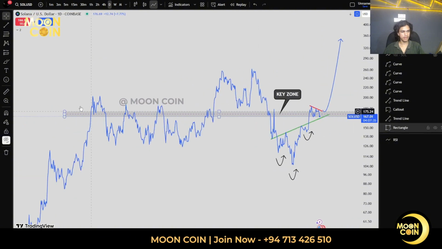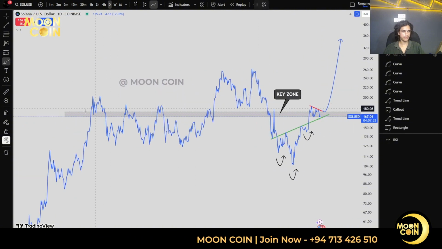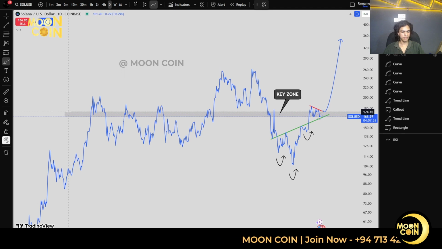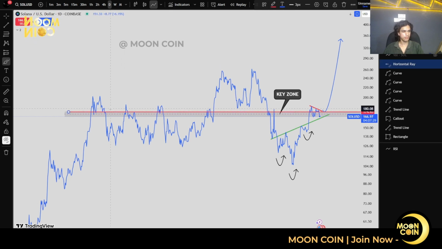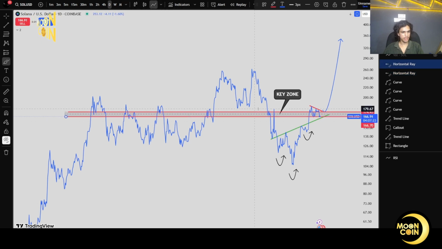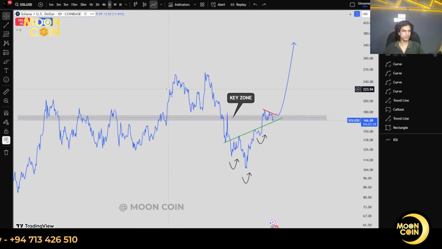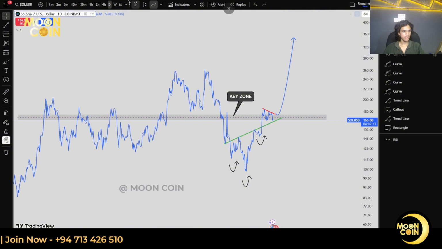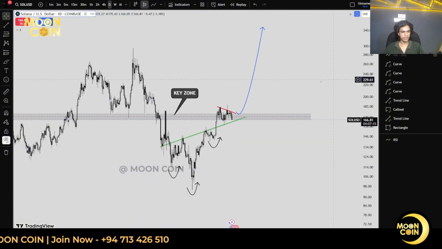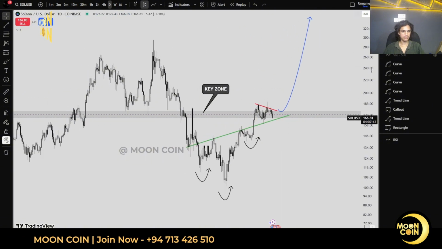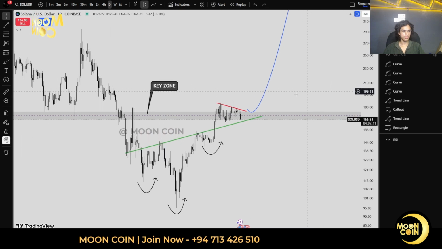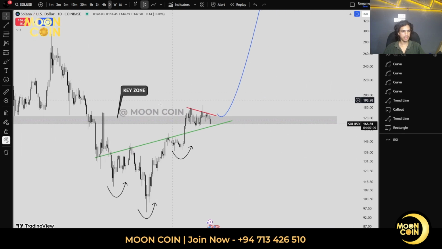driven by, I always use one method, right? I marked out the most mitigated area. This is the most mitigated area, and this is also the most mitigated area. So that's why I consider this level a key zone. Currently the market is inside the key zone. If you combine all three charts, the market is really bullish.